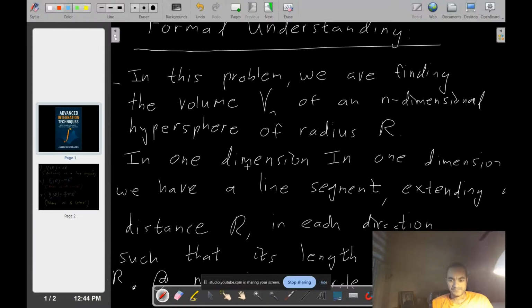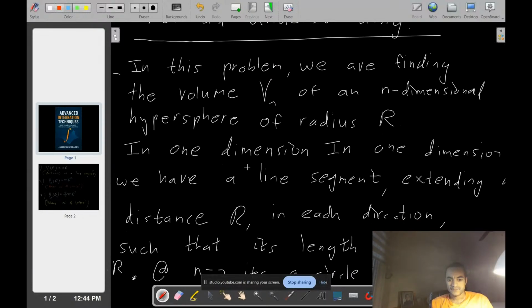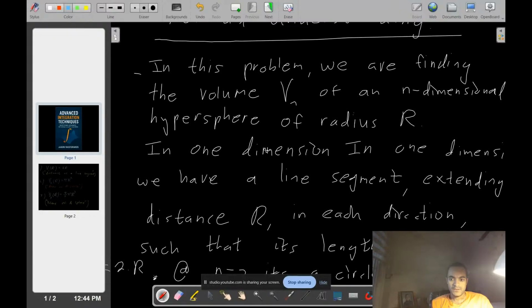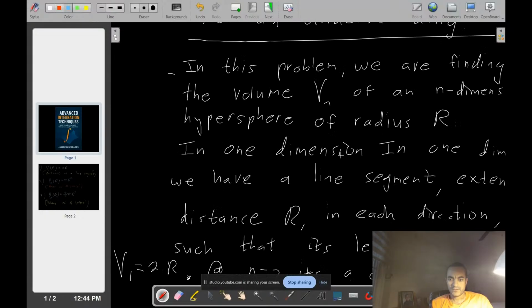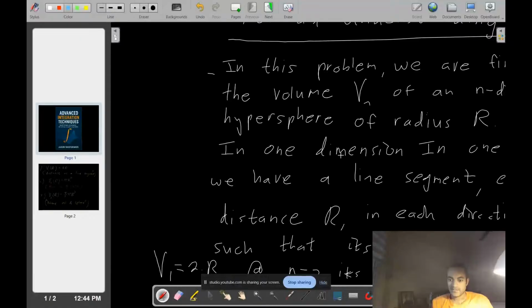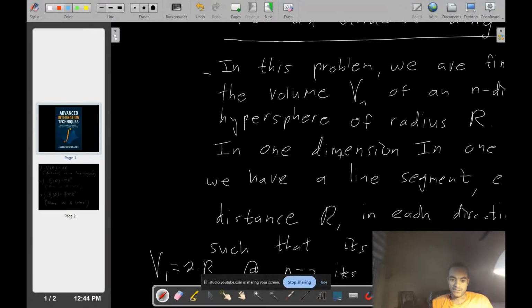Okay, let's go back. As you can see here, in one dimension, for instance, which I already talked about, we will have a line segment extending a distance capital R in each direction radially, such that its length would be V1 equals 2R.